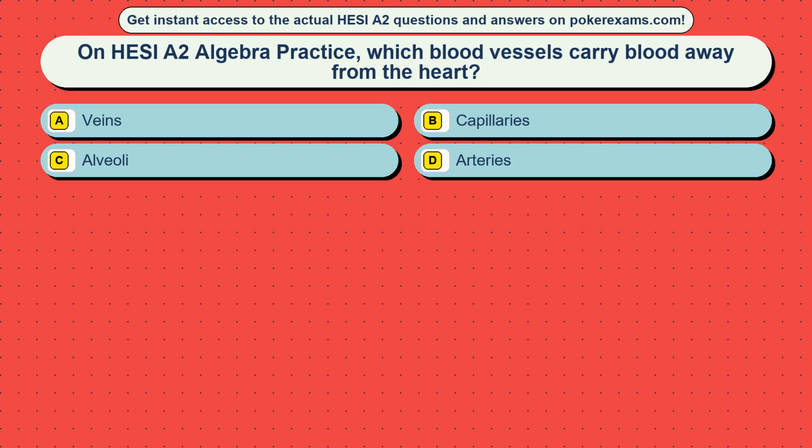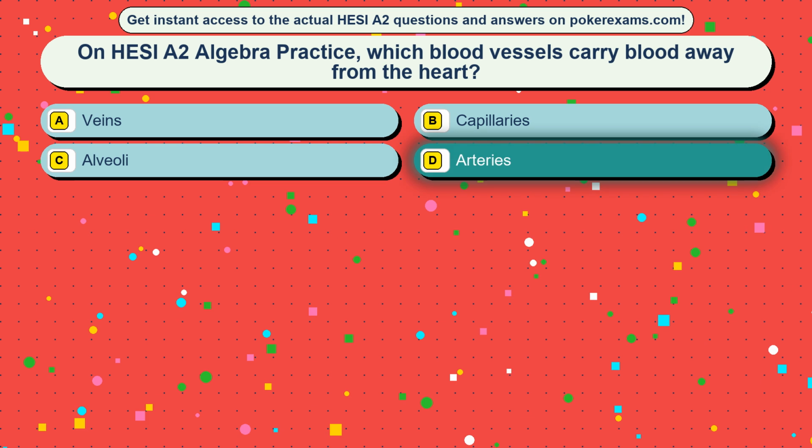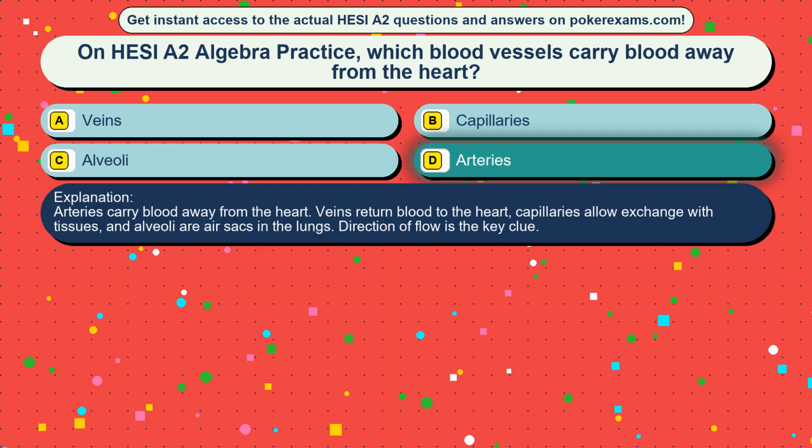Question 14. On HESI A2 algebra practice, which blood vessels carry blood away from the heart? Option A, veins. Option B, capillaries. Option C, alveoli. Option D, arteries. The correct answer is option D, arteries. Arteries carry blood away from the heart. Veins return blood to the heart, capillaries allow exchange with tissues, and alveoli are air sacs in the lungs. Direction of flow is the key clue.